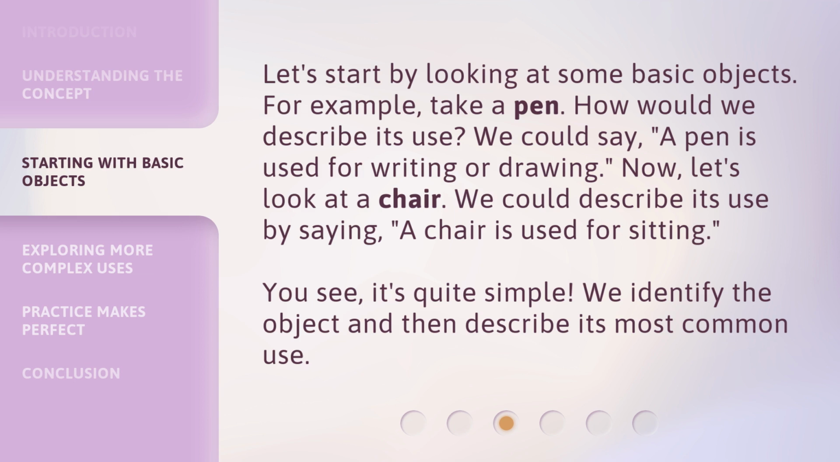Now, let's look at a chair. We could describe its use by saying, a chair is used for sitting. You see, it's quite simple. We identify the object and then describe its most common use.